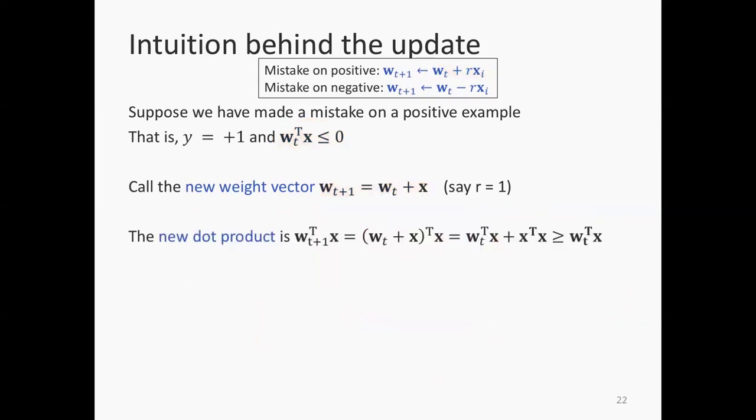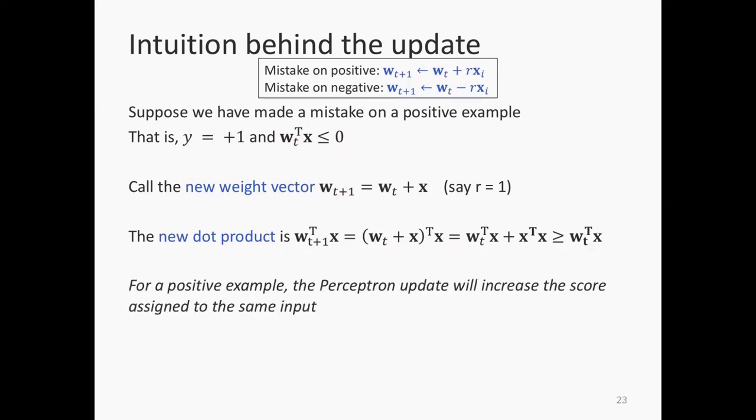If you don't like my handwriting, there's a typeset version of this that's exactly there. Turns out, for a positive example, the perceptron update will increase the score assigned to that input. The score for that input was originally negative, and now it's going to be less negative, which is better. Turns out you can make the same argument also for negative examples. I will leave that as an exercise for you.